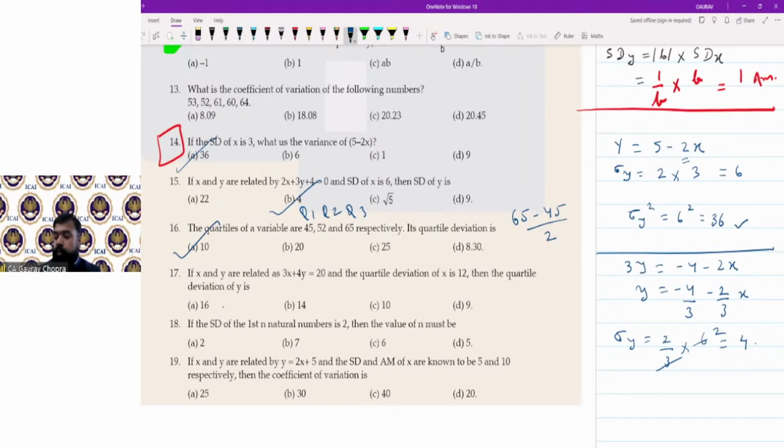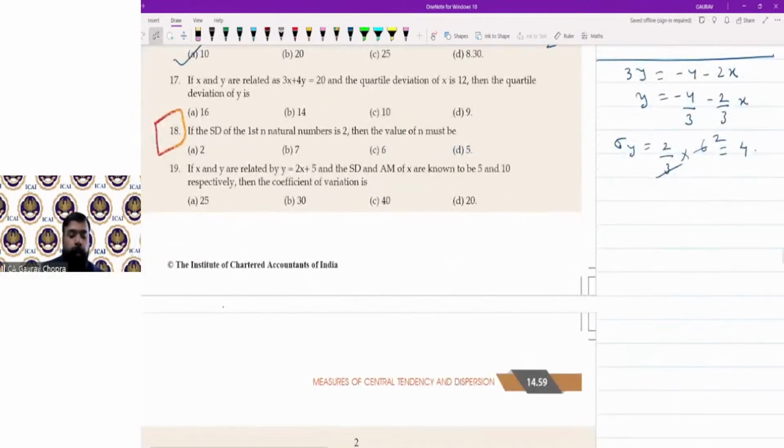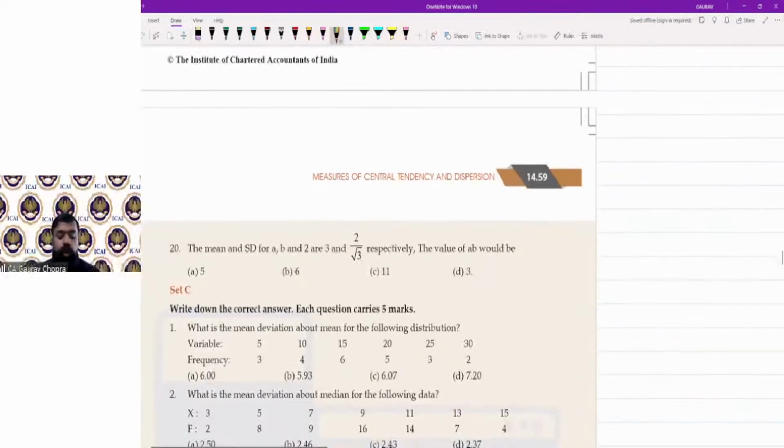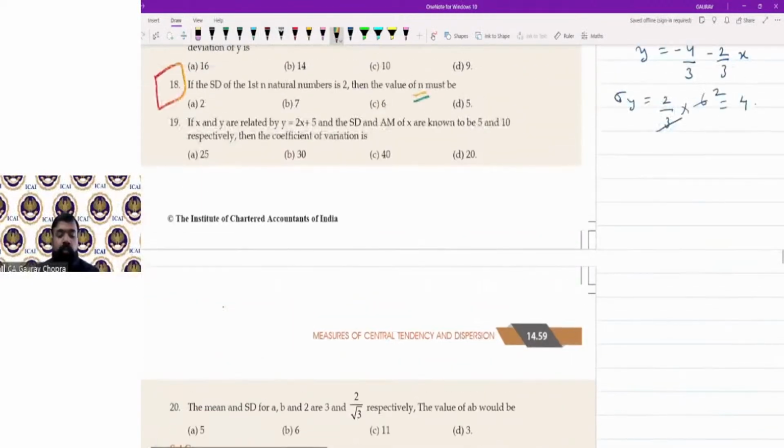Now let's solve the 18th one. This time you guys have to answer question number 18. If the standard deviation of the first n natural numbers is 2, then find out the value of n. N you have to calculate. So the standard deviation of the first n natural numbers is given as 2 and you have to find out the value of n.